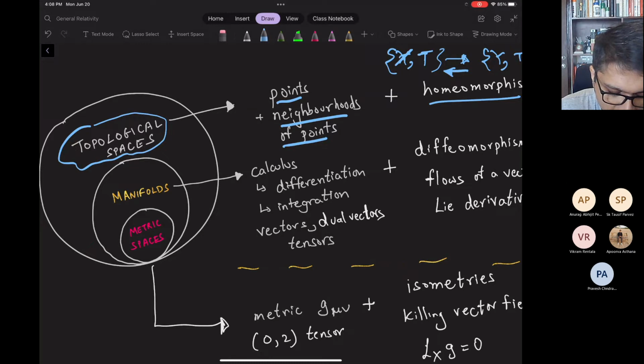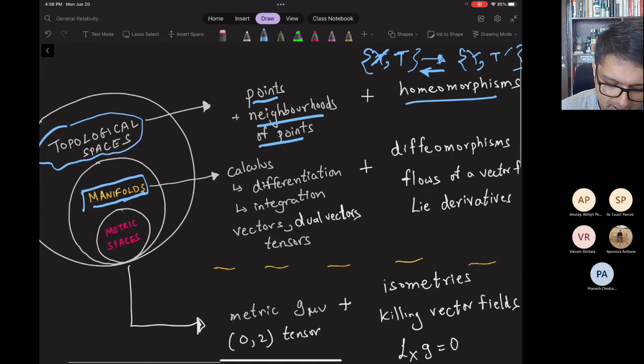Now, within the class of topological spaces, we saw a very important class that is important for us, especially in GR, which are called manifolds. And manifolds are topological spaces which are locally homeomorphic to Rn, so they are locally homeomorphic to open sets in Rn. What that means is that because we know how to do calculus in Rn, we can also do calculus on manifolds, and so it allows us to define concepts of differentiation.